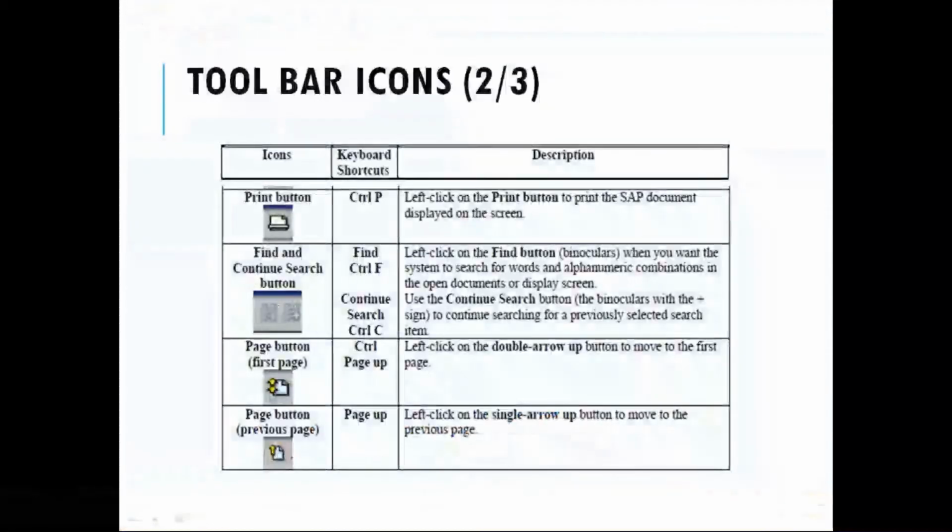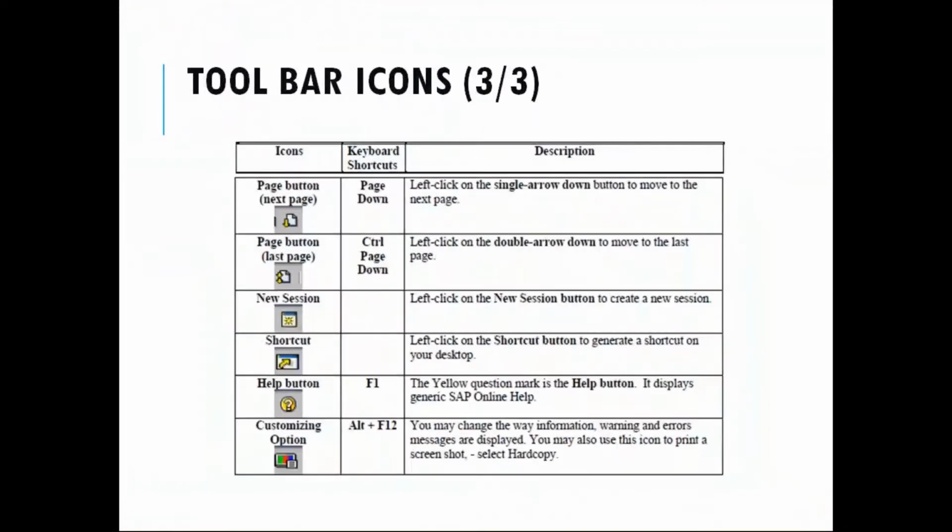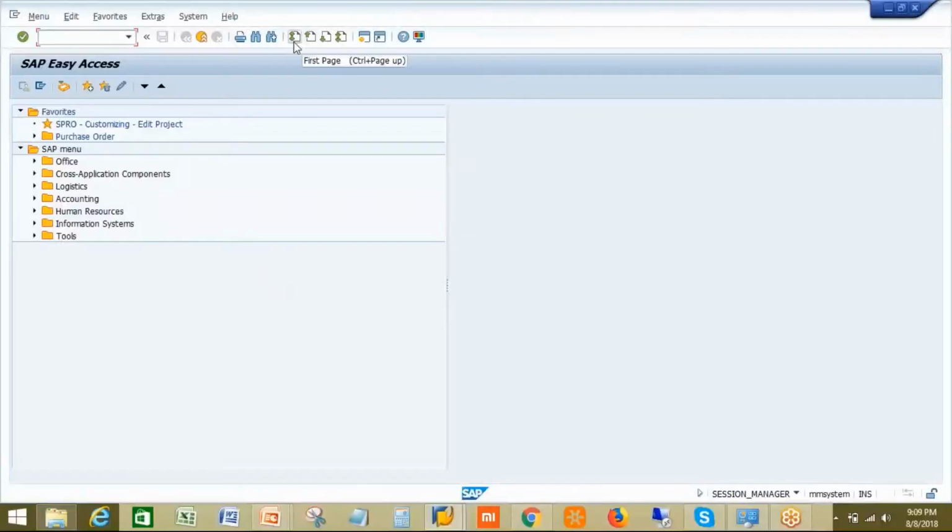So some of the details or some of the functionalities are just like your Excel sheet only. So you'll be able to see the previous page, next page, last. This is for the first page, and this is for the last page. And if you want to go to the previous page or the next page, these are the different buttons.